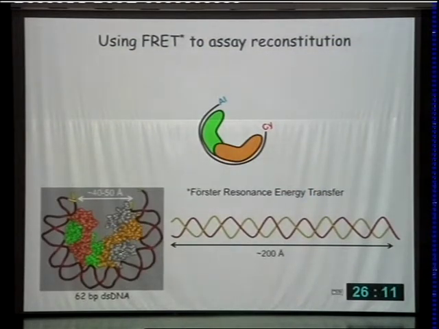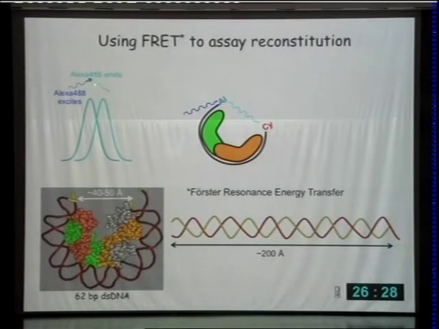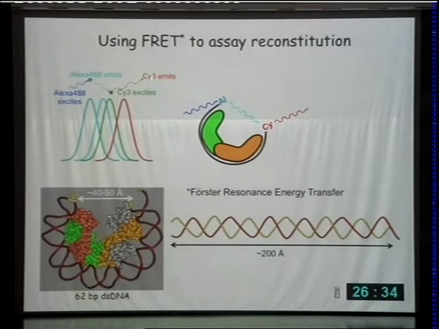Because this wraps around in such a way that the two ends come close together within 50 angstroms, we can use a FRET assay, because we'll only get a FRET signal between the two ends, and we won't get a FRET signal for unwrapped DNA. So we excite with a blue laser. It emits in the cyan. It excites the other fluorophore, and it emits in the red. We measure the FRET signal in the red and the donor emission in the cyan, and we can do this directly in the gel, because we can just superimpose the two scans.